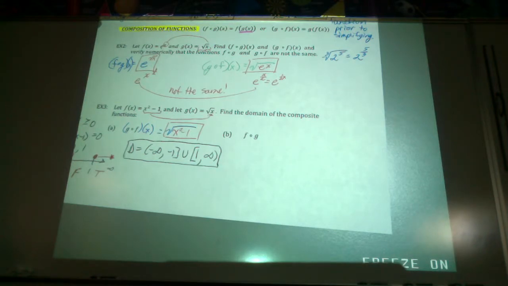Then I want you to discuss with people around you what you think the domain is. Emphasis on think. So chat, chat, chat. Chat with somebody next to you.